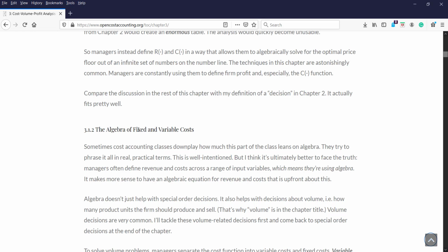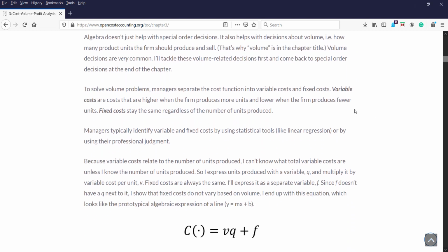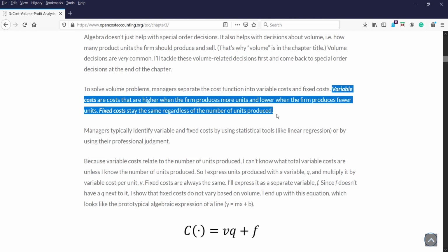So we're not playing a single game. We've generalized it through algebra, and so now we're playing more of a meta game, a game across games. We are in a way executing an order of magnitude higher level of thinking. So the first thing we do is we separate out the cost function into variable costs and fixed costs. So it's very critical that we understand what this actually means.